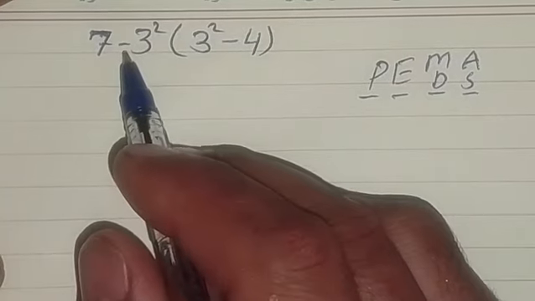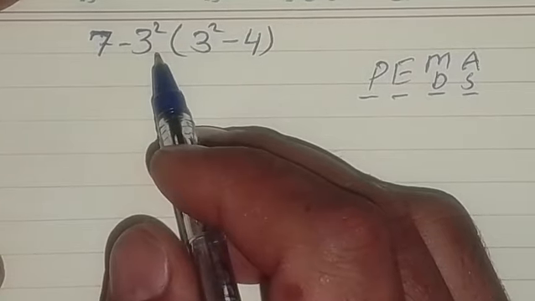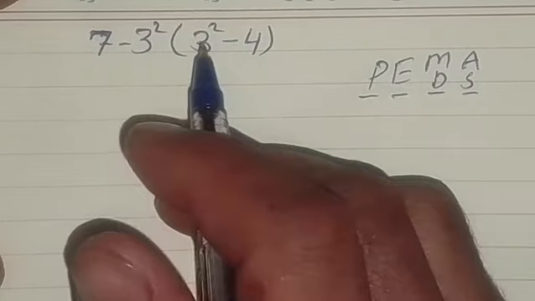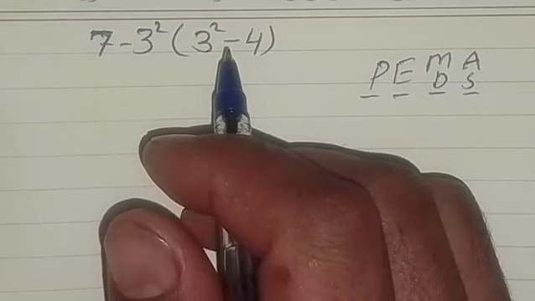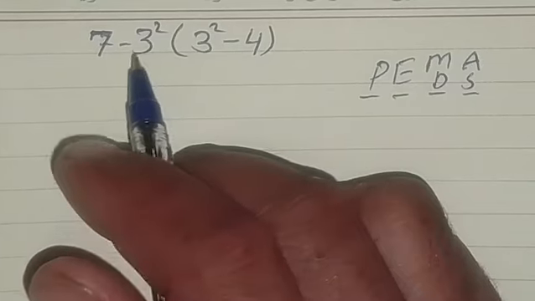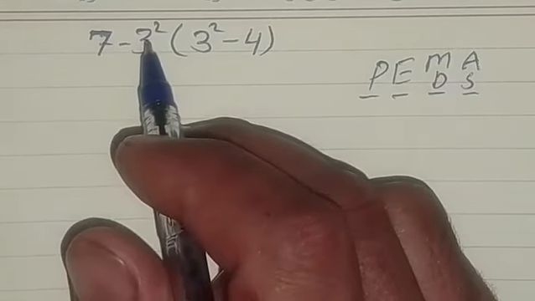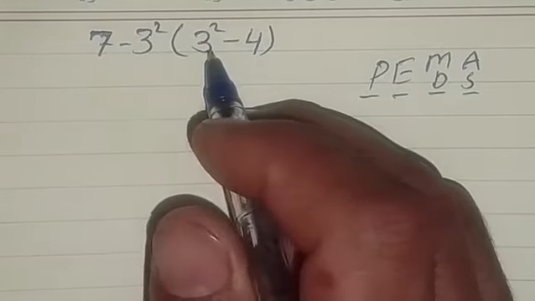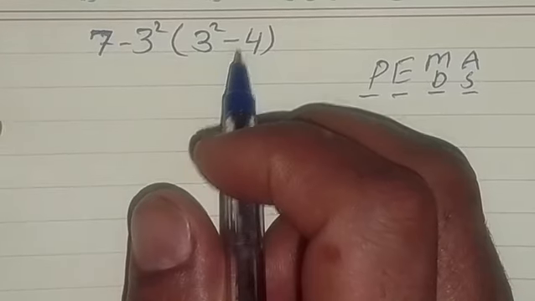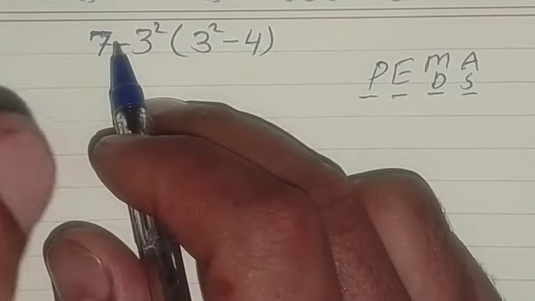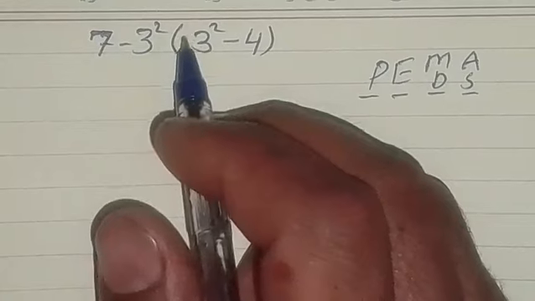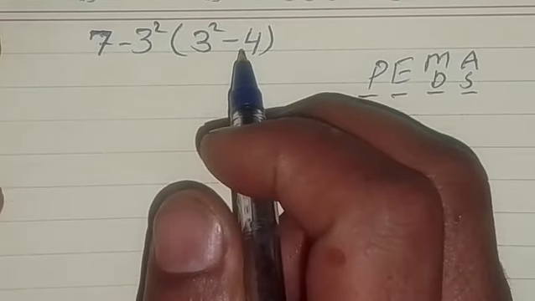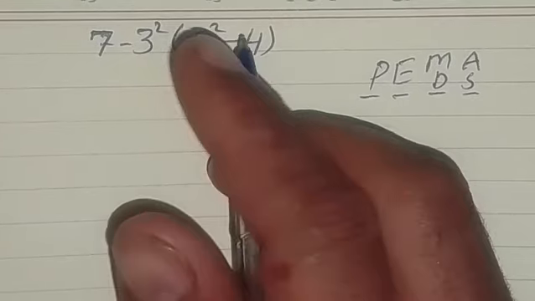Now we have one subtraction here, and here is multiplication and one parenthesis. Inside of the parenthesis we have one subtraction, and we have two exponents here. So one inside of the parenthesis and one outside of the parenthesis. So first of all we solve parenthesis. Anything inside of the parenthesis we solve first.